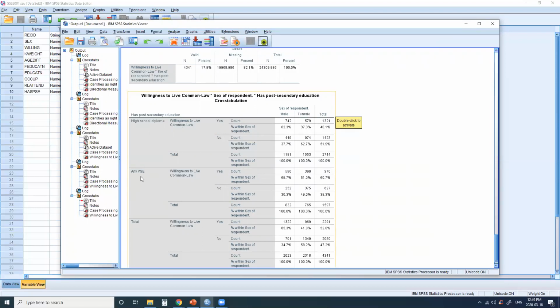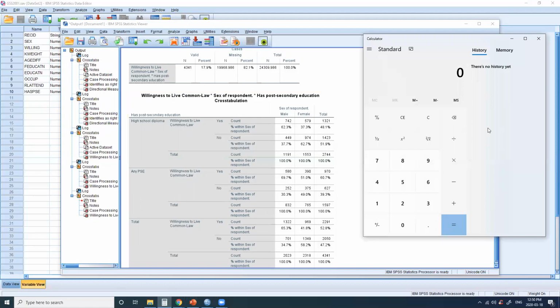But if we look at those who have any kind of post-secondary education, 69.7% of men are willing to cohabit, and 51% of women are willing to cohabit. That gap between the sexes is 18.7 percentage points, right? So we went from a gap of 26.4 percentage points across the entire population as a whole, to a gap between the sexes of 25 points amongst those with a high school diploma only, and a gap of 18.7 points amongst those with any form of post-secondary education, right?